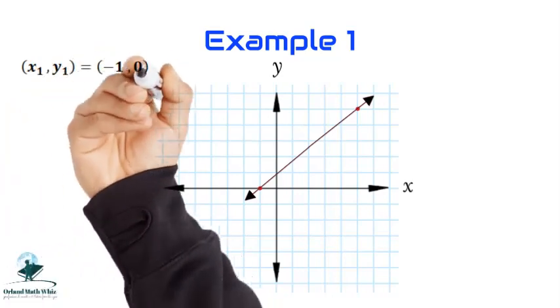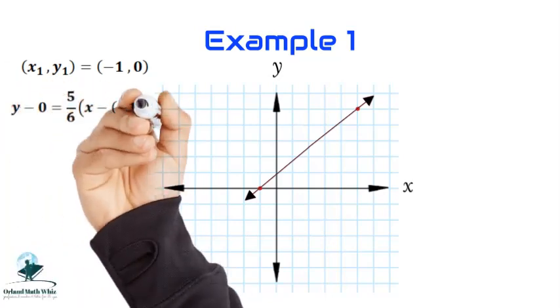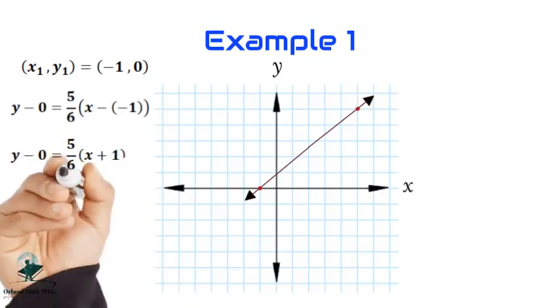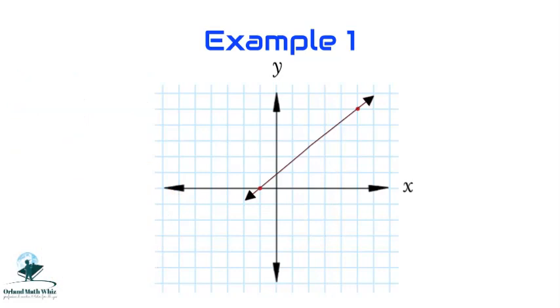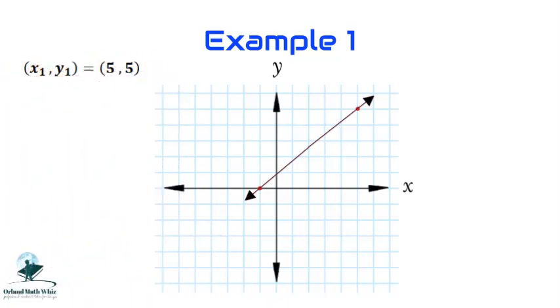Selecting (-1, 0) as (x sub 1, y sub 1), the equation of the line in point-slope form is y minus 0 equals 5/6 times the quantity x minus -1. So, one equation in point-slope form is y minus 0 equals 5/6 times the quantity x plus 1. Alternatively, using the other point as (x sub 1, y sub 1), we get the equation y minus 5 equals 5/6 times the quantity x minus 5.